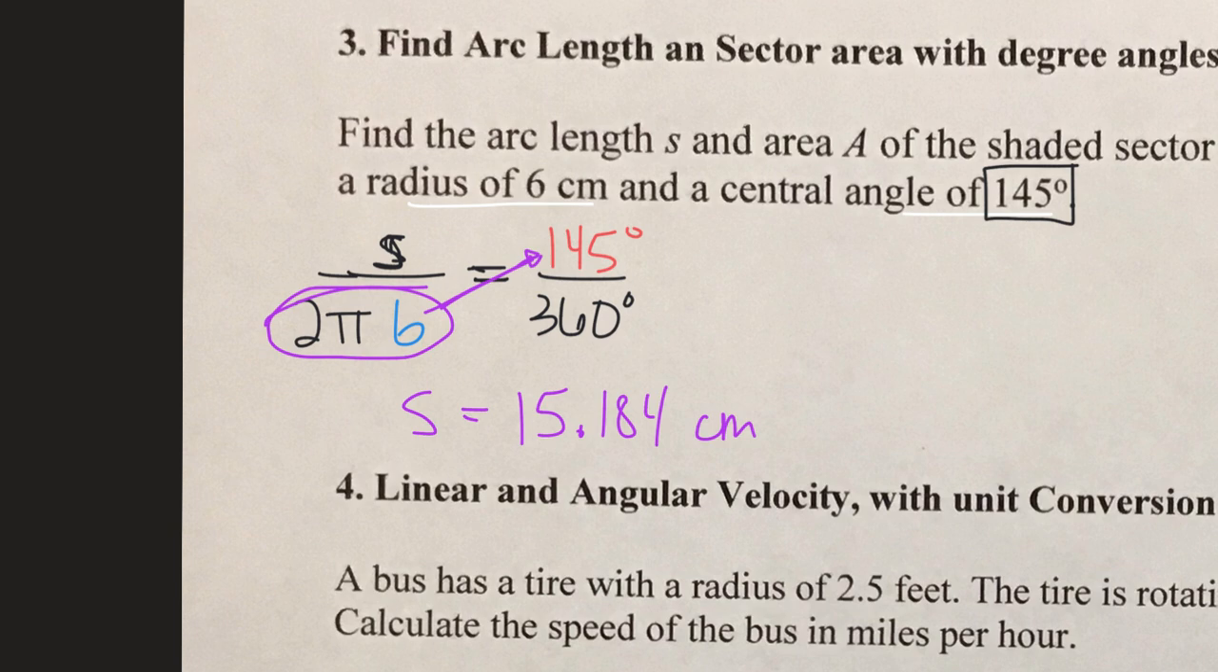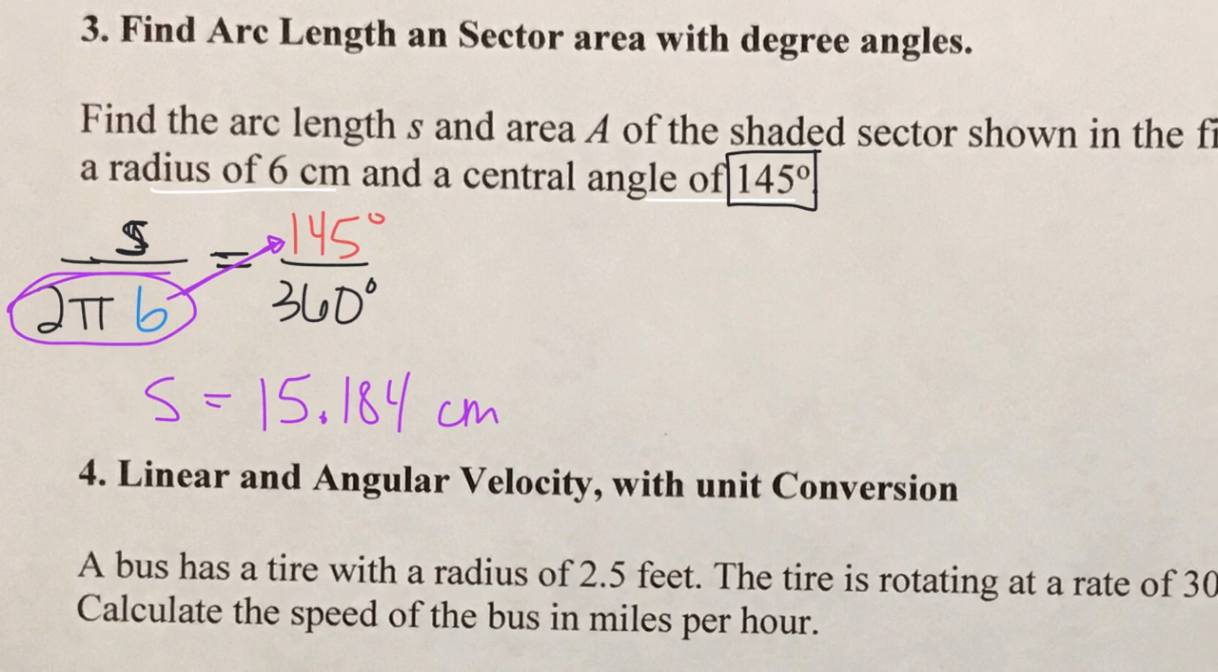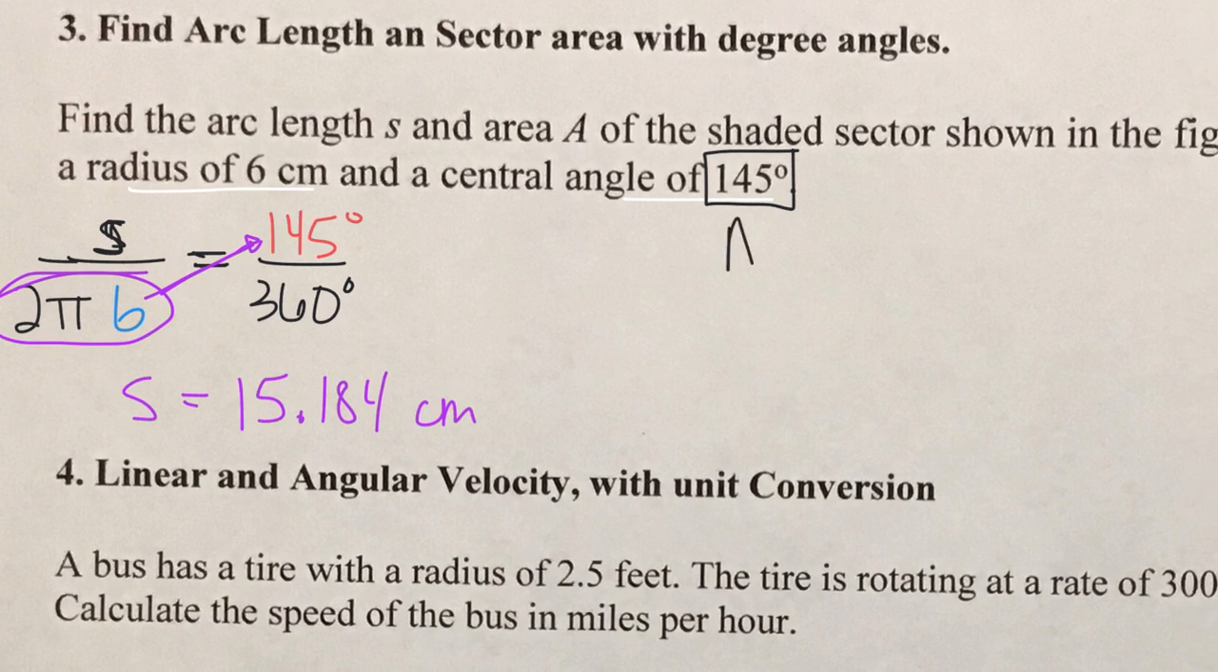Okay, so a degree angle needs a degree proportion. Same thing with area. Area over pi r squared, that's the area formula for a circle, is equal to the degree of the angle over 360. Okay, so once again, we know what our radius is. Our radius is 6. So we're going to do pi 6 squared. We know what our angle is. That's 145.